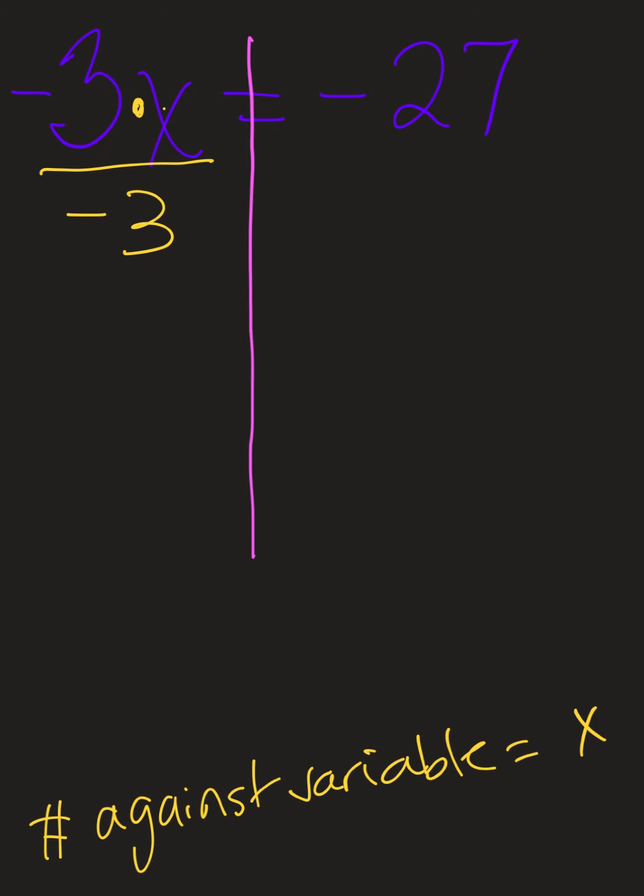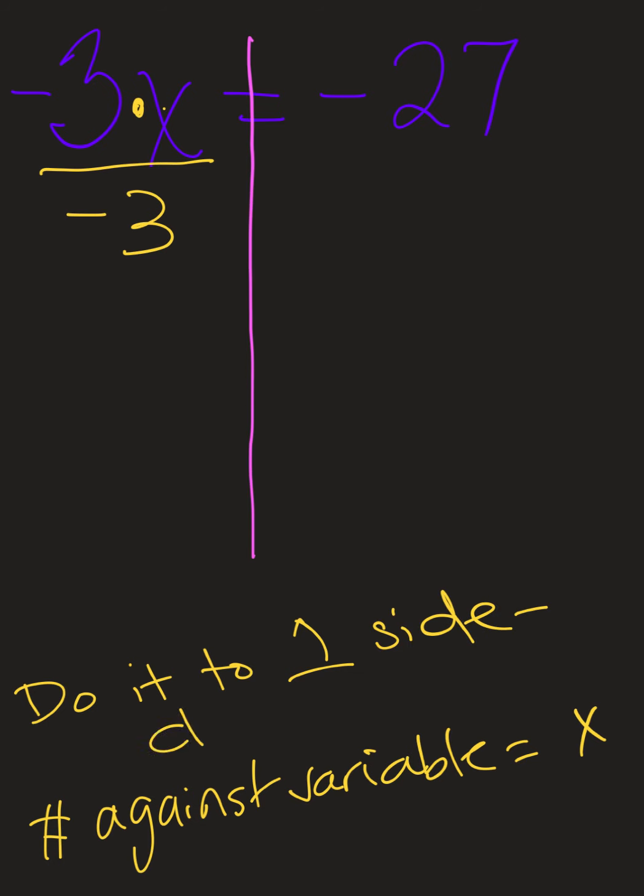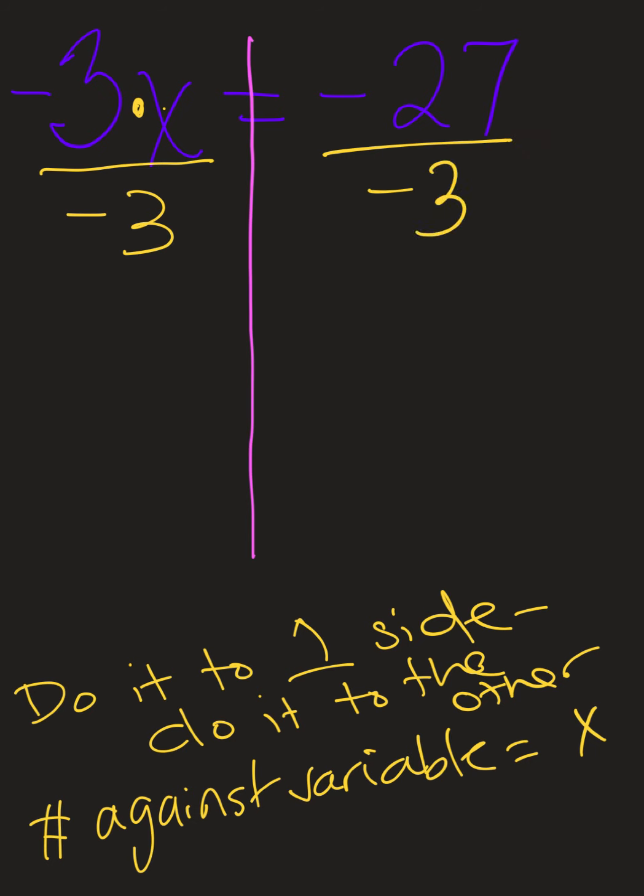Now, if I do something to an equation, if I do it to one side, I have to do it to the other. The reason for that is because an equation is equal, right? It's equal on both sides. If I change one side of it, it's not going to stay equal unless I change it in the same way on the other side. So I'm going to divide both sides by negative 3. And negative 3 divided by negative 3, the negatives cancel each other out. The 3's cancel each other out, and I'm left with just x, which is what I'm going for, right? My goal with solving an equation is to isolate the variable.